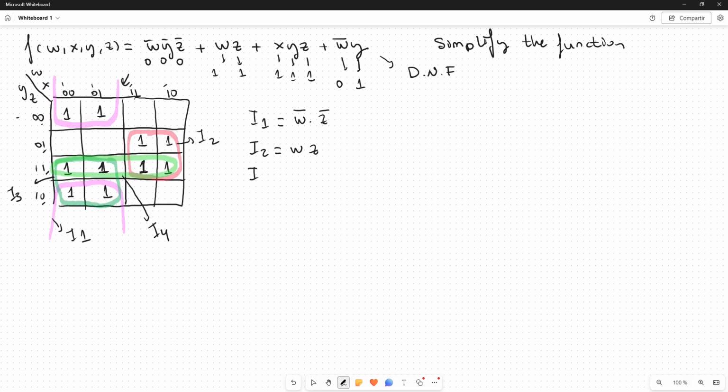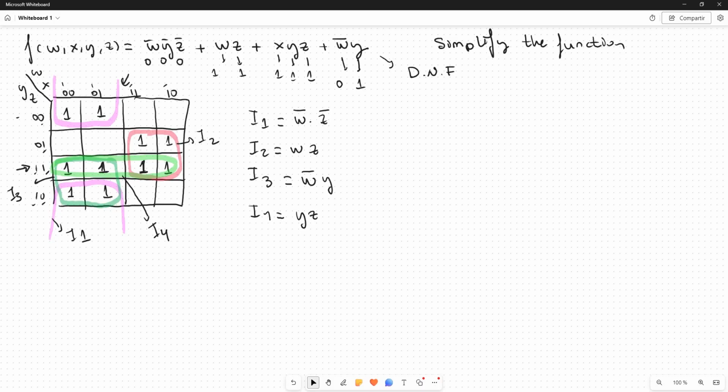Implicant 3. Implicant 3 is this square here. In this square we have that W is 0, so it appears negated, and the one that doesn't change in the rows is Y, that is 1, so it appears non-negated. And finally, implicant 4 is the whole row, so the variables that don't change are Y and Z, non-negated because they are 1.